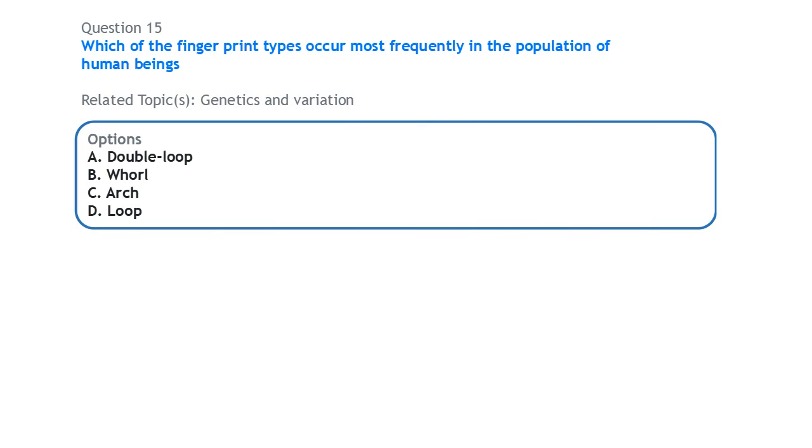Next, also on genetics, which of the fingerprint types occur most frequently in the population of human beings?